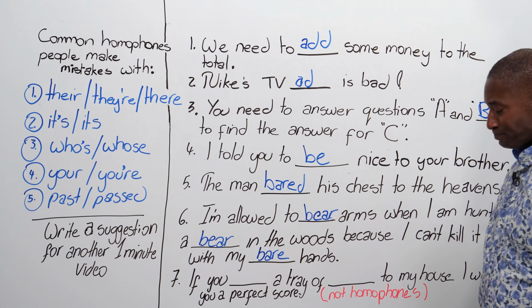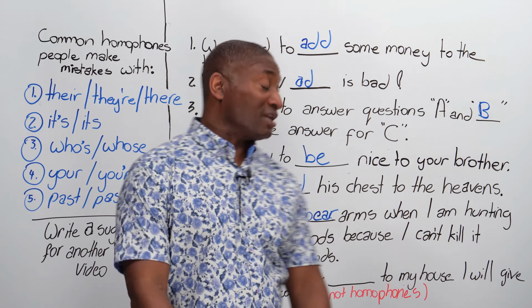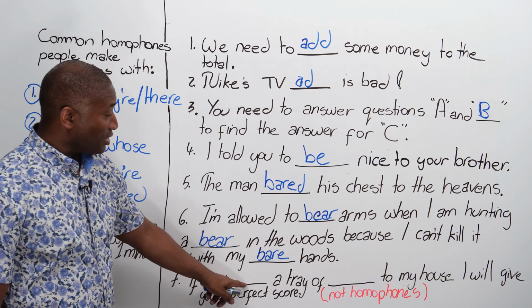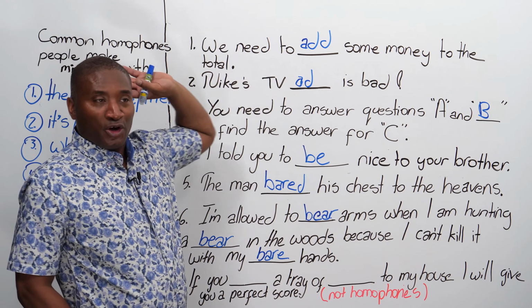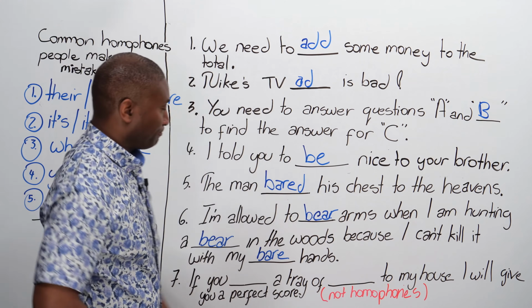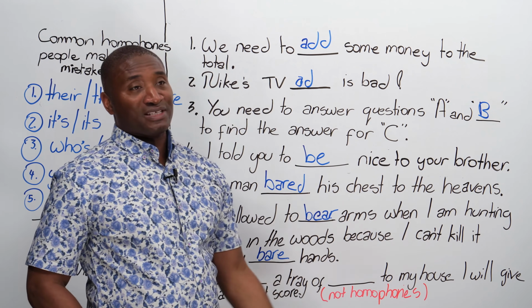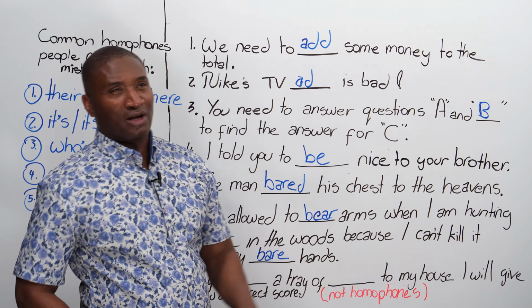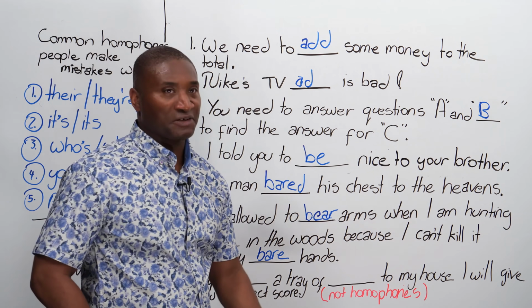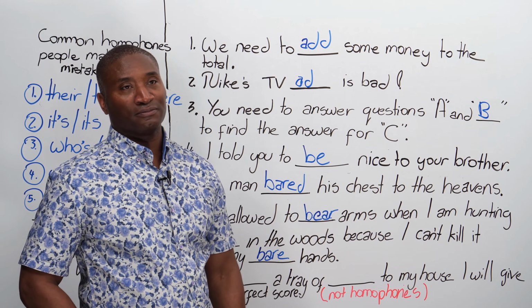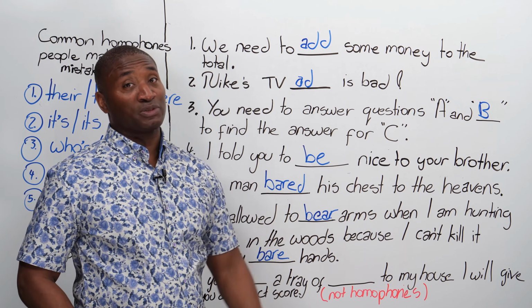And finally, because I like you and hopefully you like me, if you bear a tray of beer to my house, I will give you a perfect score on this test. No matter what you did, you'll get perfect. Remember, it's not a homophone, but a lot of students make the mistake because they think they sound kind of the same. And for us, it's completely different. They're not the same at all. Okay? No native speaker, even if they drank a lot of these things, would make this mistake.